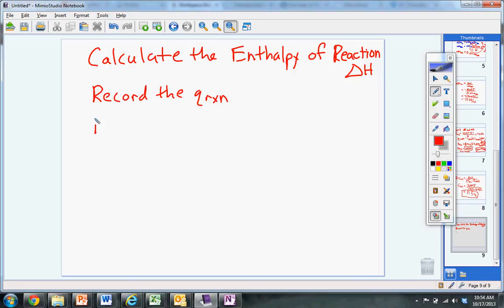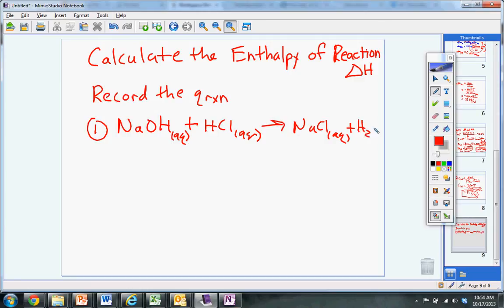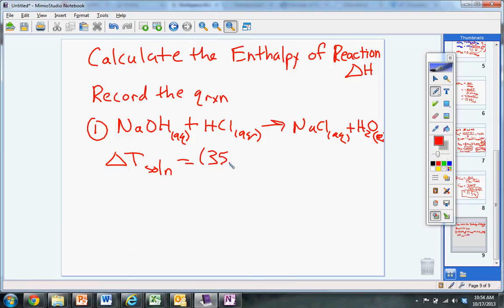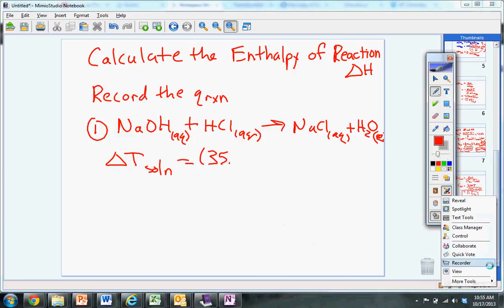All right, so number 1, we have NaOH aqueous. They don't give you this, right? Okay, yeah, all right. NaCl plus H2O. And that's going to be a liquid, can't be aqueous, liquid. All right, so we have to figure out delta T of the solution. So what would the delta T of the solution be? For me, I did 35. All right. If you have your homework, it is right there.